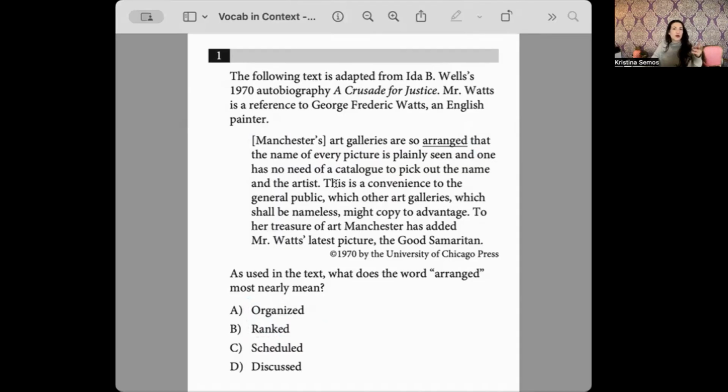I might maybe reread now, maybe the whole sentence, plugging in A and then plugging in B. So Manchester's art galleries are so organized that the name of every picture is plainly seen and one has no need of a catalog. That makes sense. Manchester's art galleries are so ranked that the name of every picture is plainly seen and one has no need of a catalog. That doesn't make sense. So just from reading this, I finally understand what it's talking about when I plugged in the word organized. So I'm going with A as my answer, and that, in fact, is the correct answer.